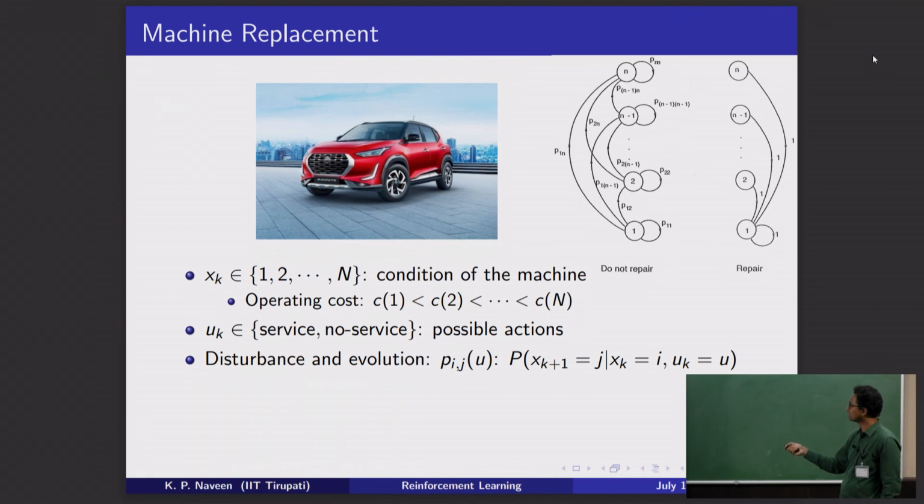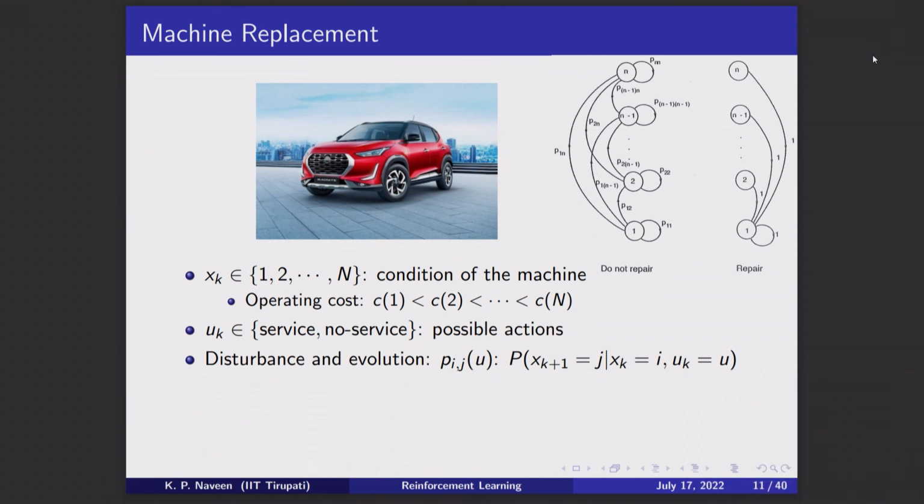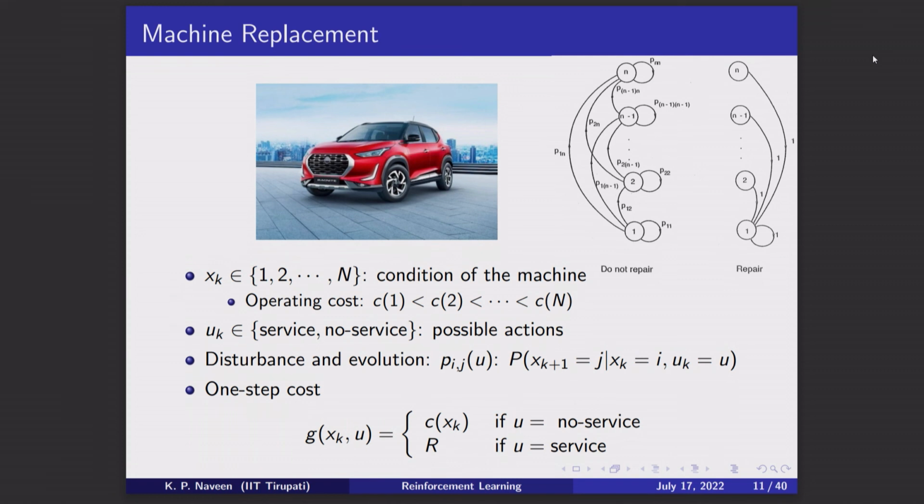And once you wish to go to repair, we are assuming that whatever state you are in, with probability 1, you will come back to the good state. Okay, so a very simple example of state evolution. And what could be the one step cost here? So this is the one step cost.